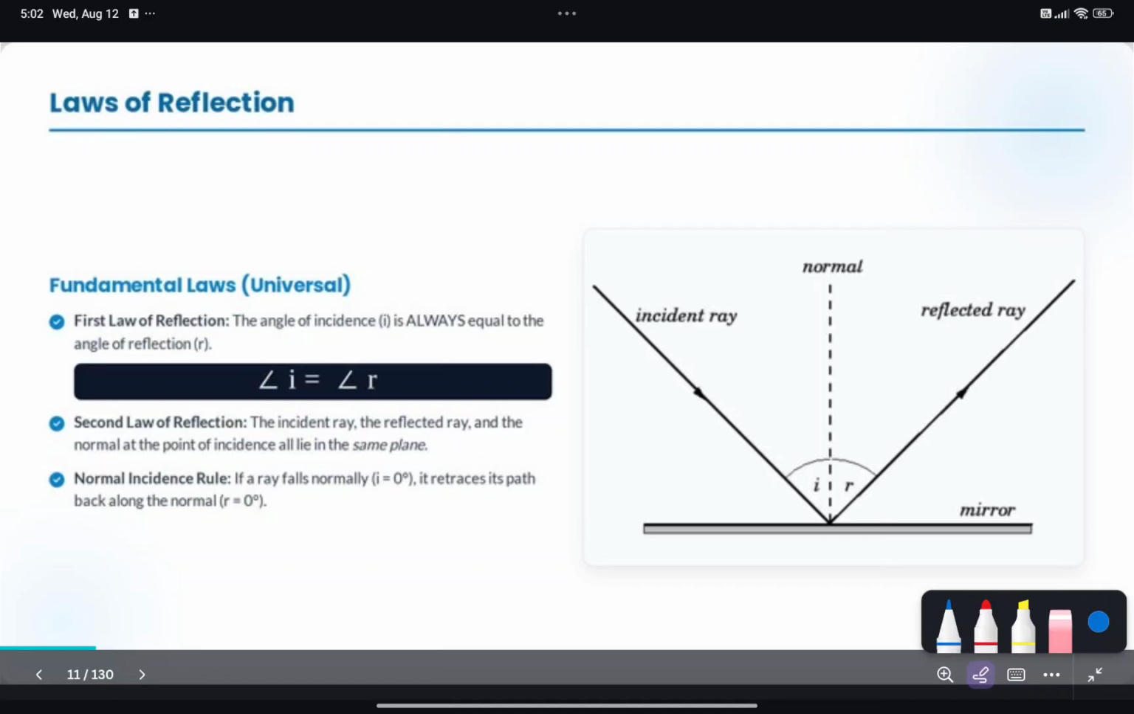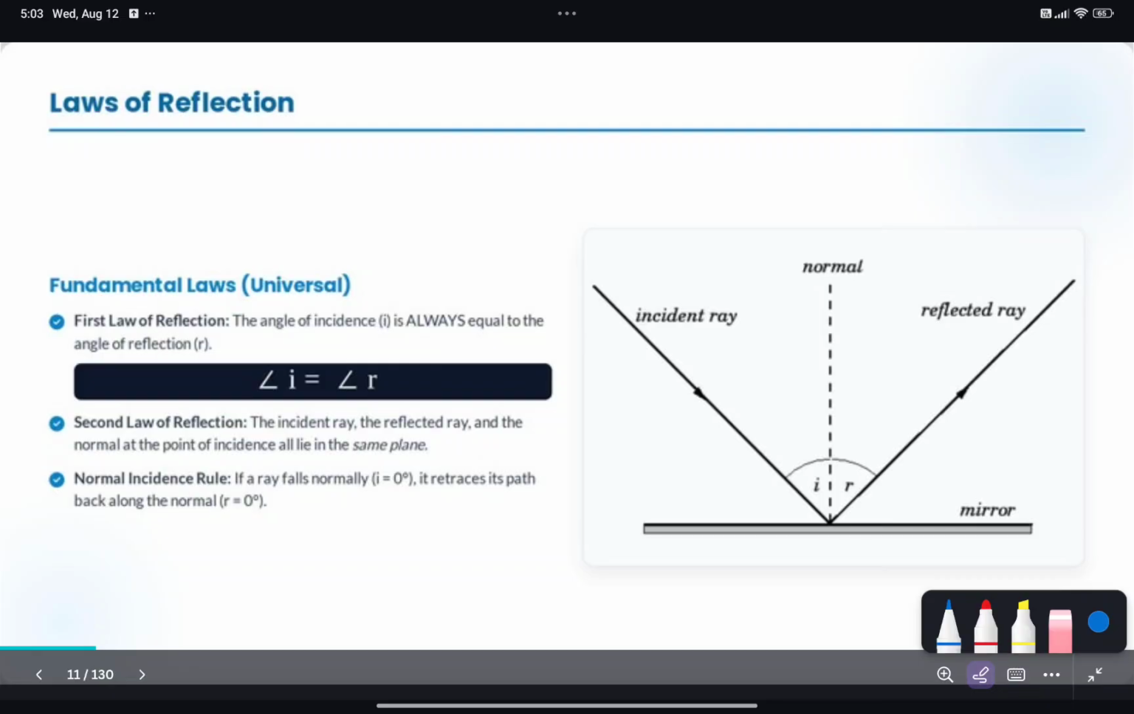Now we discuss a little bit more deeply. Clear? These are the fundamental laws, we can call them the universal laws of the reflection. Sometimes we call it the first law, no problem, there are only two laws. The first law of the reflection: the angle of incidence, we represent with the small letter i, is always equal to the angle of reflection.